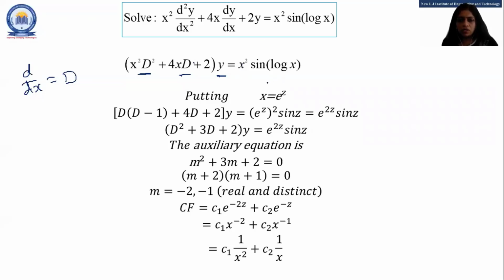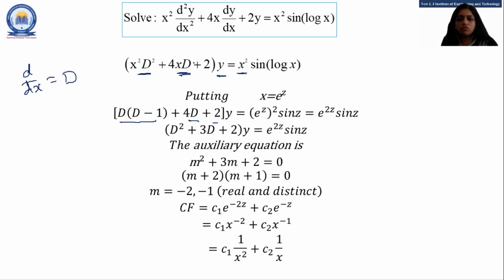Okay, so this is my question. As the multiple of d square is x square and the multiple of d is x, this is the Euler-Cauchy equation. And as this is Euler-Cauchy equation, for the solution I put x is equal to e raised to z, right? So next step is what? X square d square is d minus 1. This xd is equal to just d plus 2 into y.